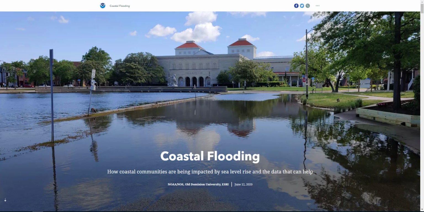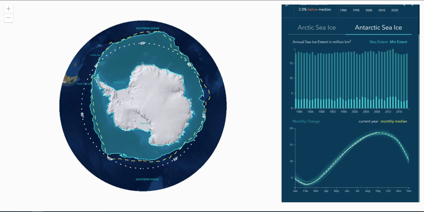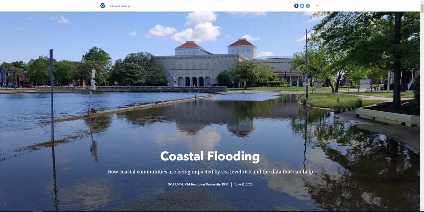And what is actually beautiful is that this story map was created by Old Dominion University utilizing NOAA data and Esri story maps tools. And they're looking at coastal flooding. So if we look back at Sea Ice Aware, we see, okay, we've got sea ice melting. When that melts, it's obviously going to become water. And when it becomes water, we start to see flooding. So what will that flooding look like for us over the years?